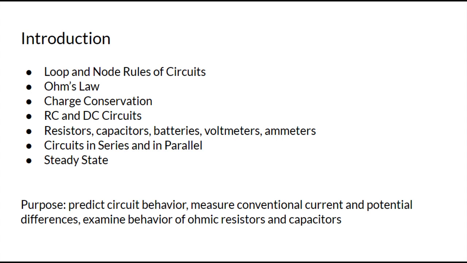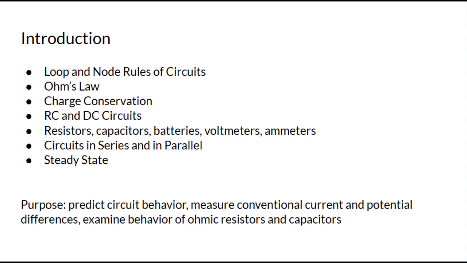The loop and node rules for circuits allow for the calculation of current through a circuit via solving a system of linear equations. Ohm's law establishes the relationship between voltage, current, and resistance. Charge conservation ensures that no charge leaves the circuit and that it is constant in the system. In DC circuits with capacitors, the current is in the same direction, but the magnitude varies throughout.